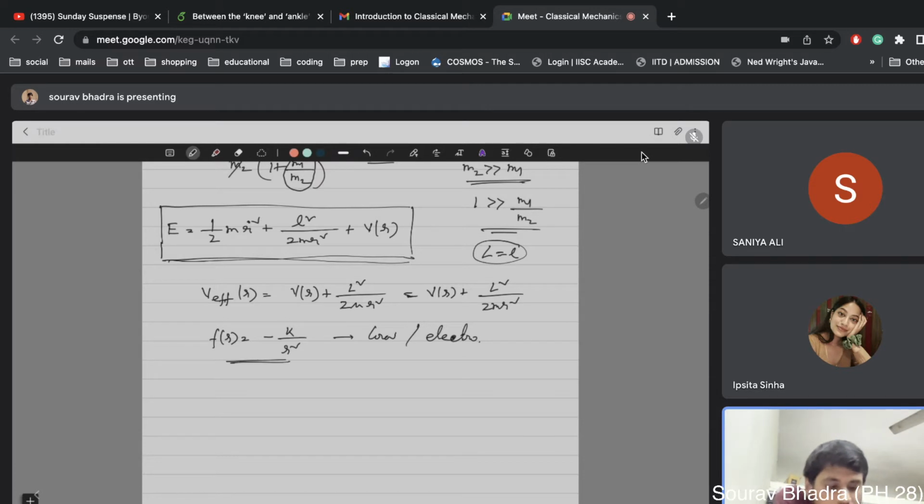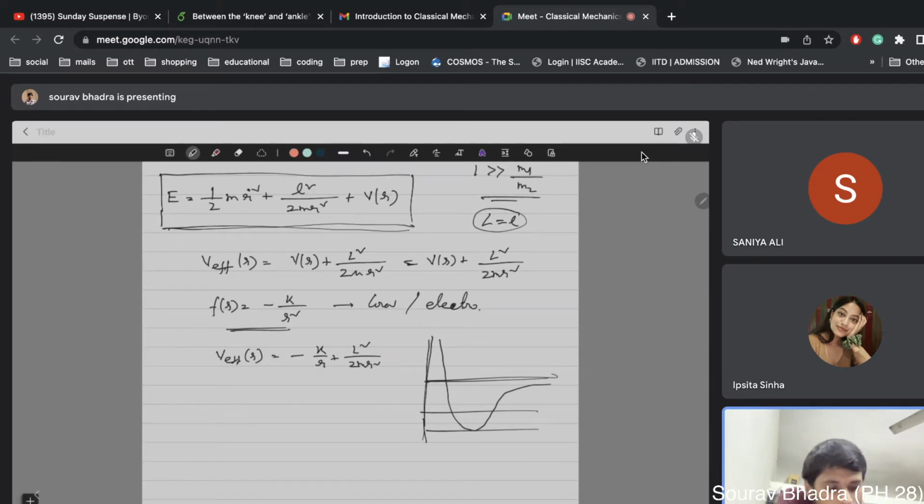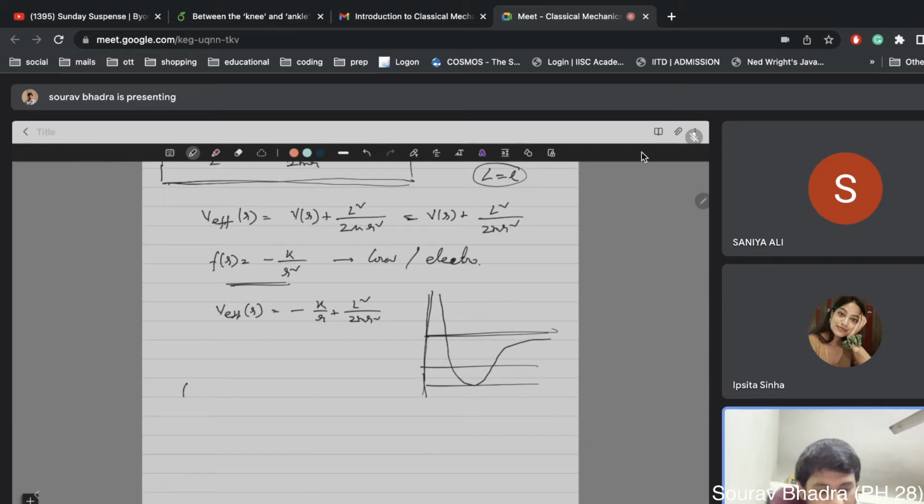So if we take Fr equals to minus k by r square, that is gravitational force or electrostatic force, then from this you will get the V effective as minus k by r plus L square by 2 m r square. And if you plot, you have already seen that it will give you this type of structure, and with various energies you have calculated which will be the bounded motion and which will be the unbounded motion. So I will not go into that. I will go into another force.